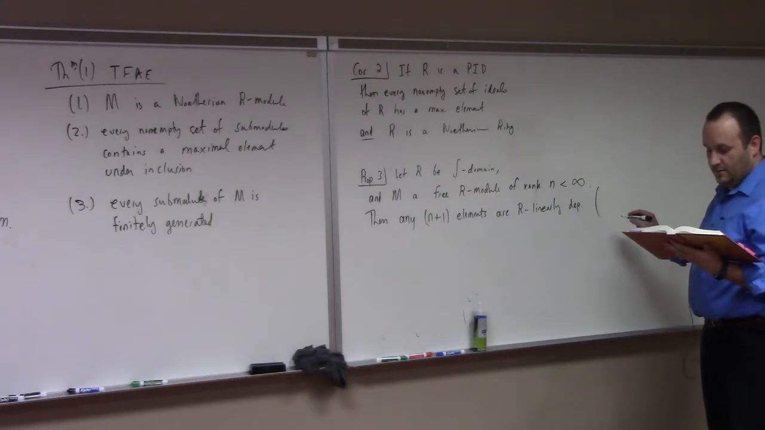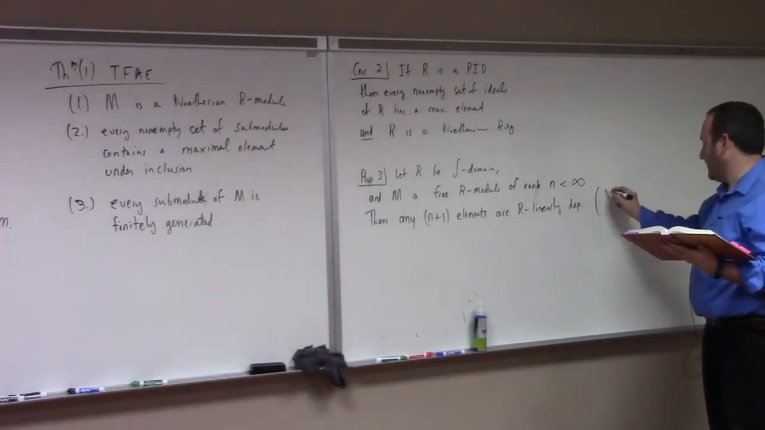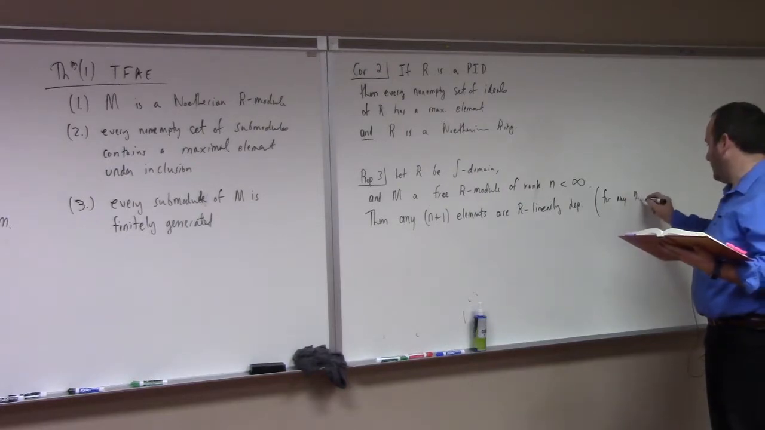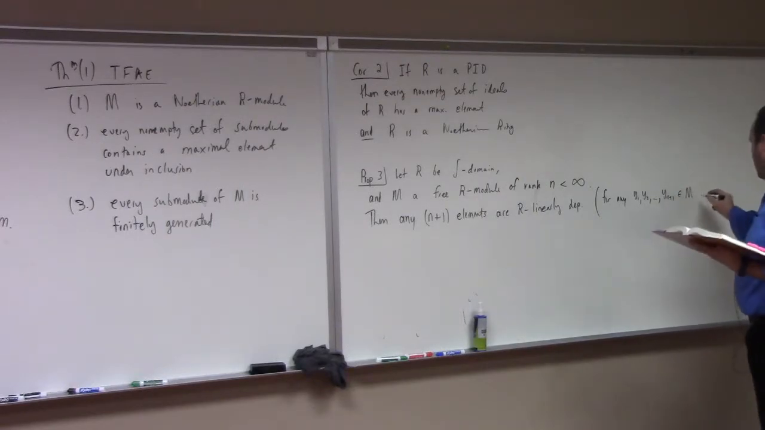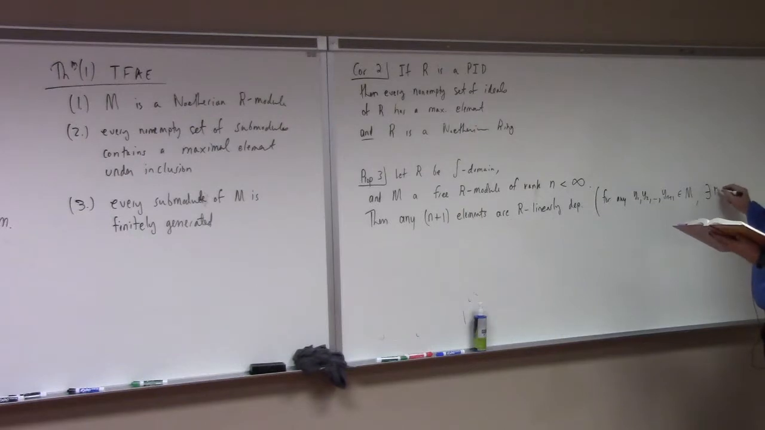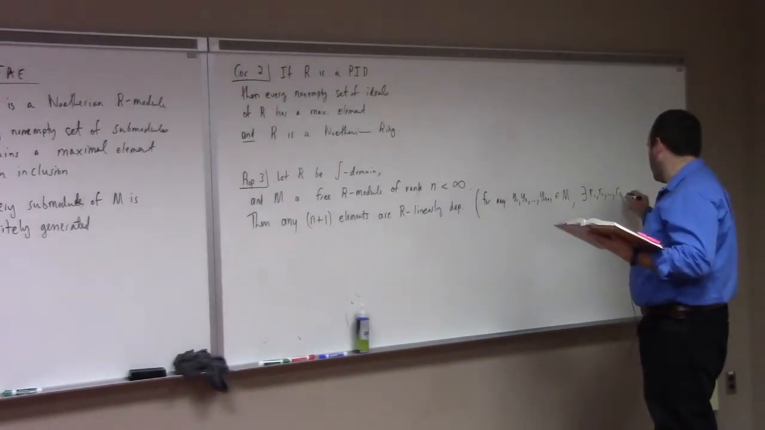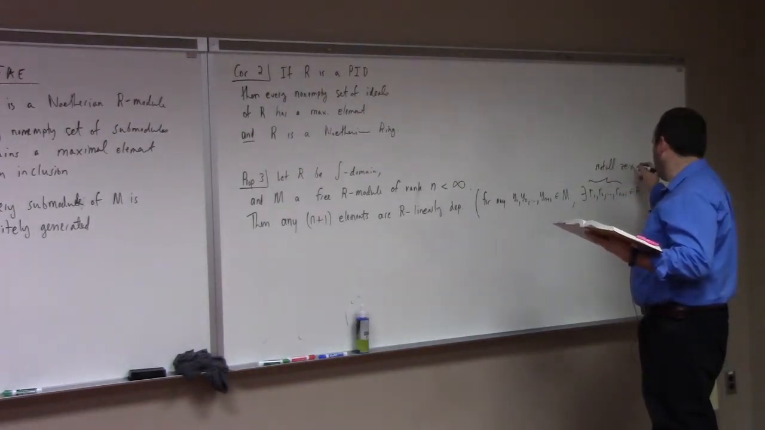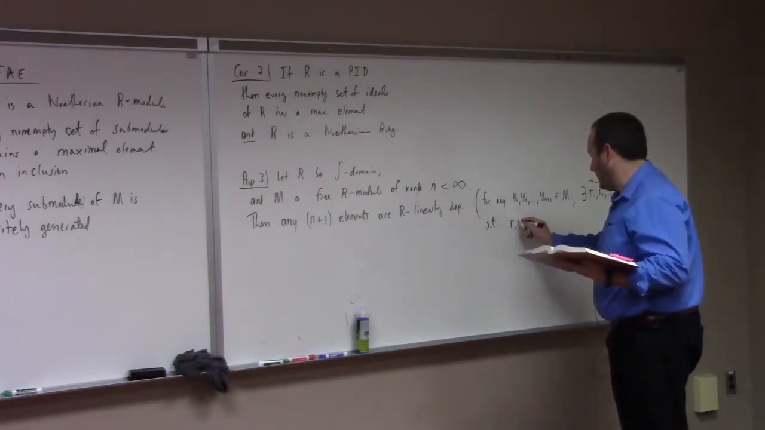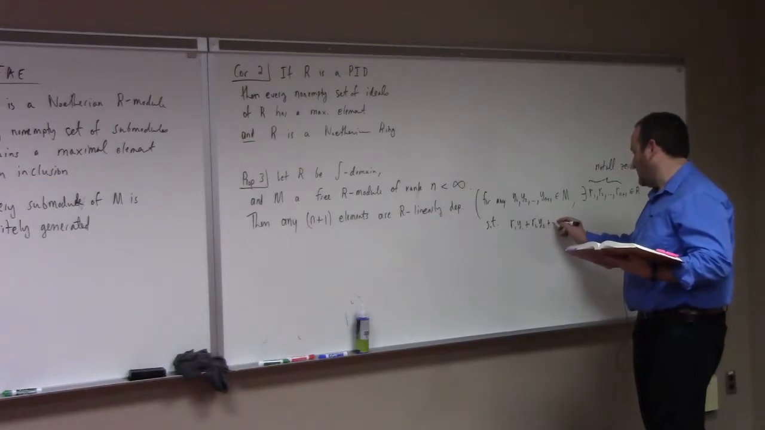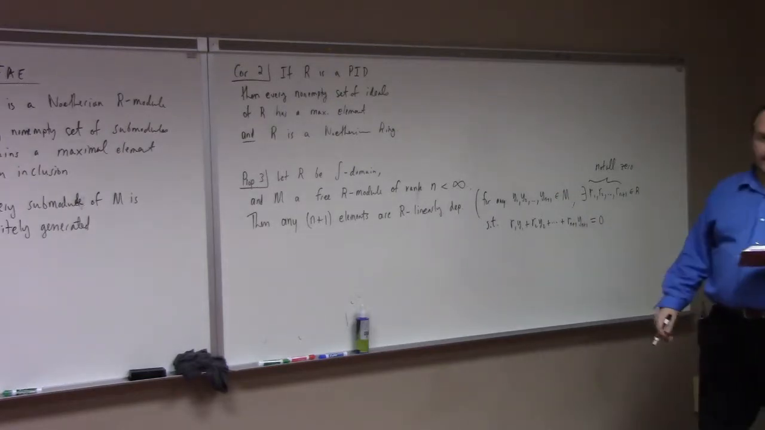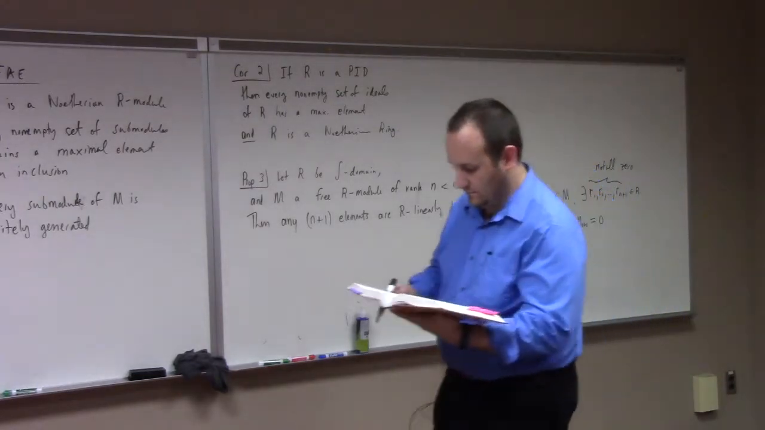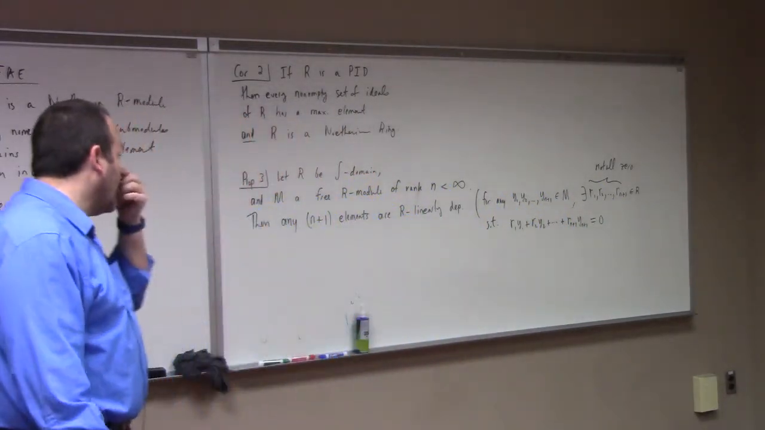Meaning that for any y1, y2, up to y_{n+1} in M, there exist r1, r2, up to r_{n+1} in R, not all 0, such that r1y1 plus r2y2 plus up to r_{n+1}y_{n+1} is equal to 0. And he gives two proofs of this.